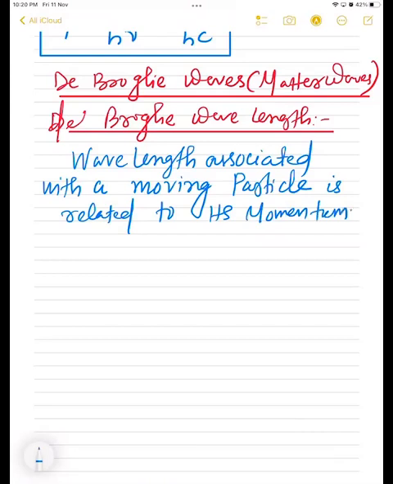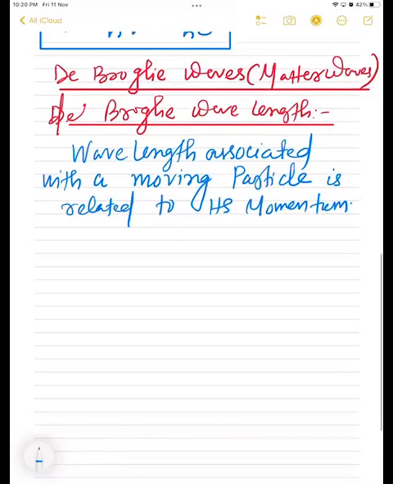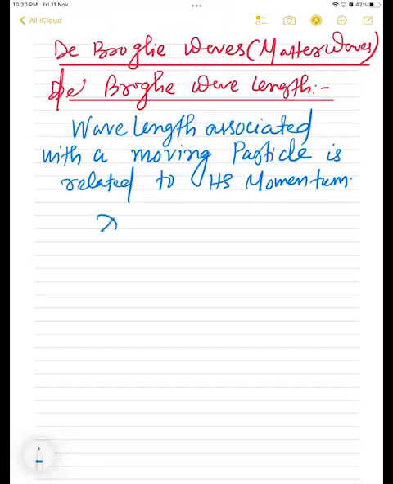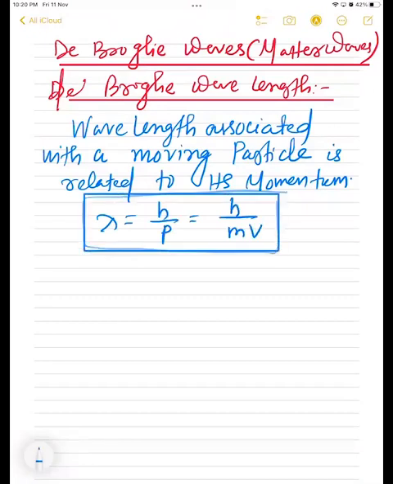करेक्ट? इसका ये मतलब है कि लैम्बडा इज इक्वल टू, क्या पता था हमें? h by p, right? And that is h by mv, ठीक है नहीं? And m is mass of the particle, v is the velocity of the particle, and p is momentum of the particle. और यहाँ पर चार्ज के बारे में कुछ नहीं है. de Broglie wavelength is independent of the charge and nature of the particle medium.